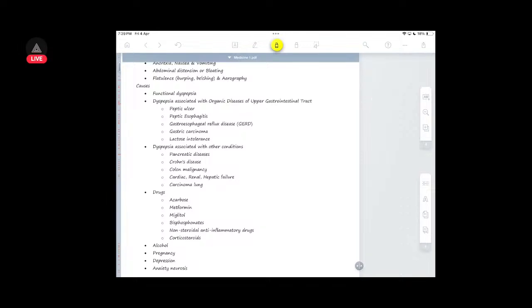NSAIDs, corticosteroids, they are like painkillers. Miglitol, and metformin, acarbose also, they are all anti-diabetic drugs. So metformin and bisphosphonates, you remember.